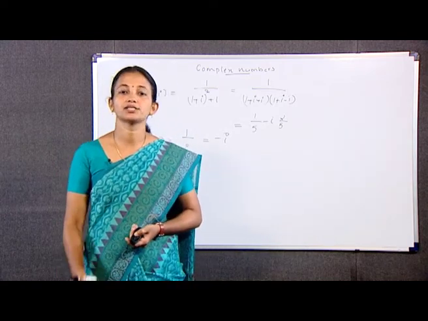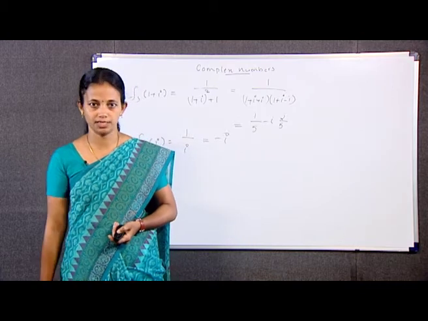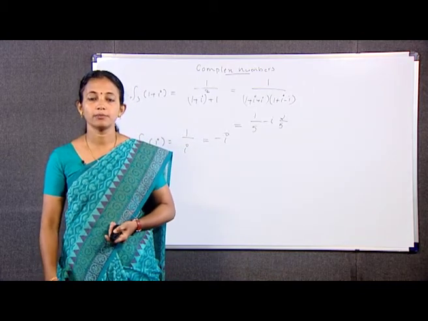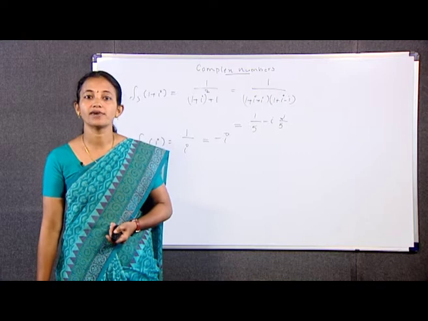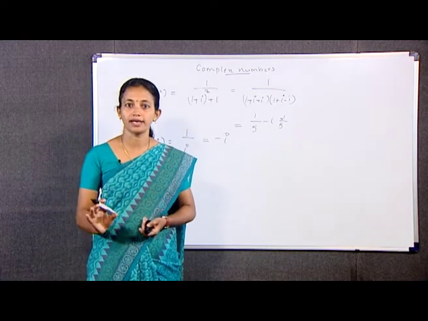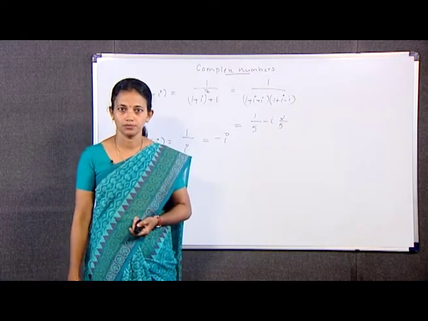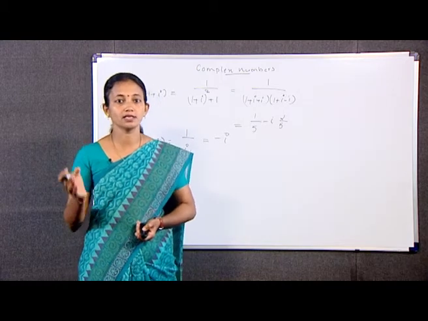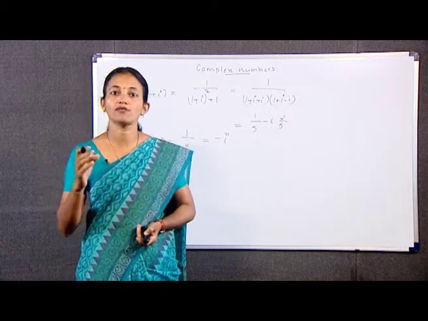The real and imaginary parts of w equal to f of z. Suppose that w equal to u plus iv is the value of the function f at z equal to x plus iy, so that u plus iv is equal to f of z, which is equal to f of x plus iy.